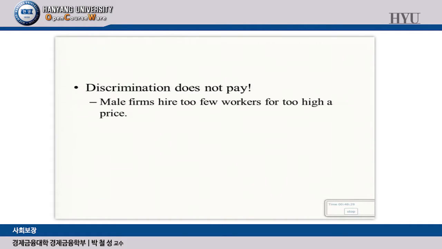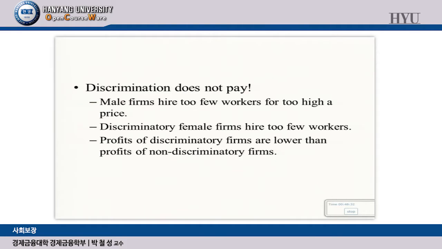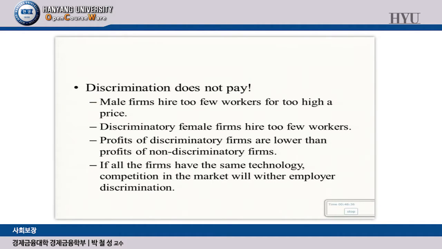So, that's what I just said. At the end, if all the firms have the same technology, competition in the market will work against employer discrimination. So over the long run, the non-discriminatory firm will be the winner in the competition because they will make more and more profit compared to discriminatory firms. So at the end, this model predicts that competition will wither away, or employer discrimination will disappear. So more competition is the key, not less competition, to make the discrimination level go lower.